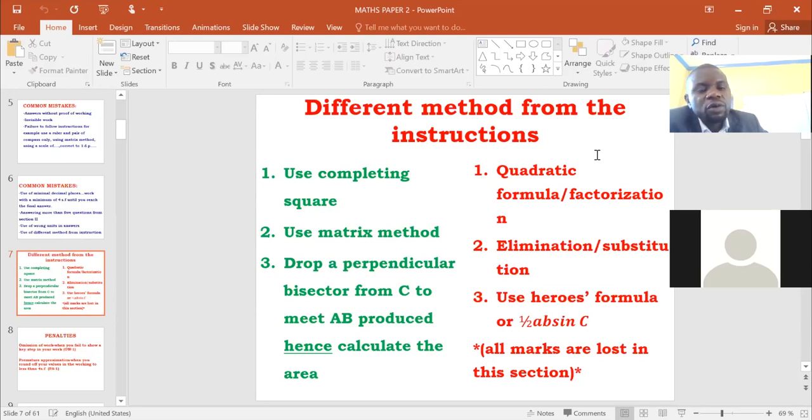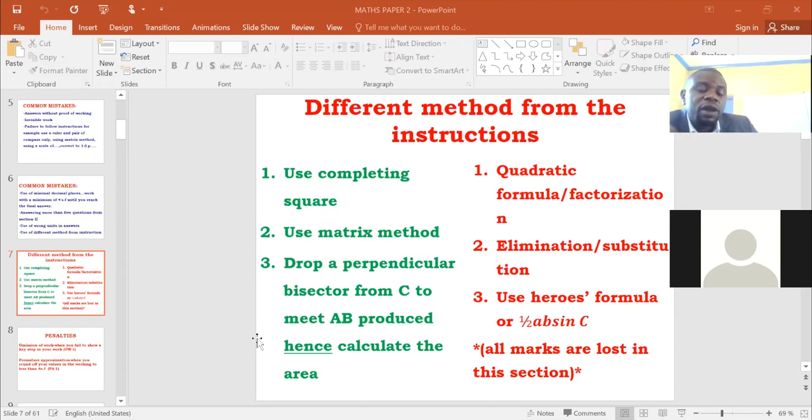Very interesting in construction. You may construct a triangle, maybe triangle ABC, and then you're told to drop a perpendicular bisector from point C to meet AB produced. And then the word hence is used. Hence calculate the area. The word hence implies that you're supposed to use what you have been asked to do up there, because up there you've been asked to drop a particular bisector.